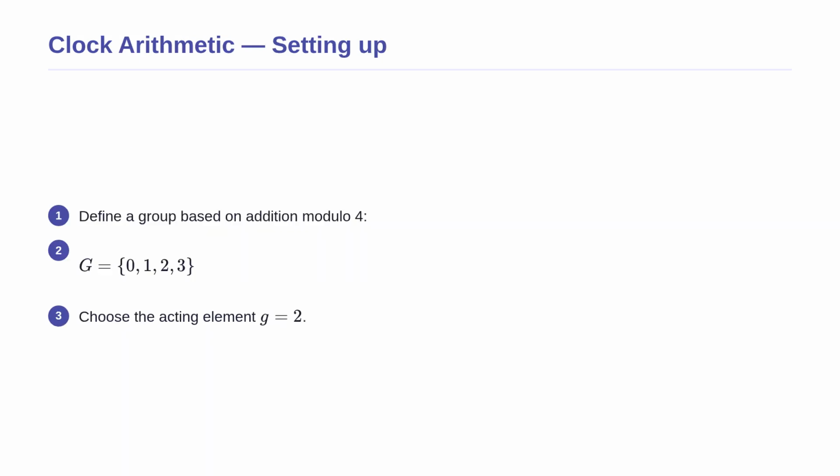Before we move on to our next major concept, let us see left multiplication in practice with a concrete example. We will look at a simple group based on clock arithmetic, specifically addition modulo 4. Modulo arithmetic is a system where numbers wrap around after reaching a certain value, much like hours on a clock face. Our group consists of the numbers 0, 1, 2, and 3. We will choose the number 2 to be our acting element, meaning we will add 2 to every single element in the group from the left. We want to observe how this action perfectly shuffles the entire set of numbers without losing any of them.